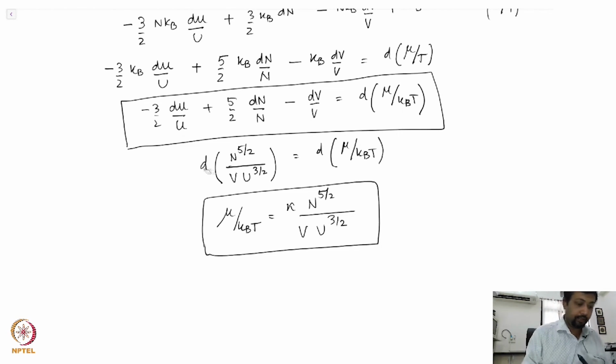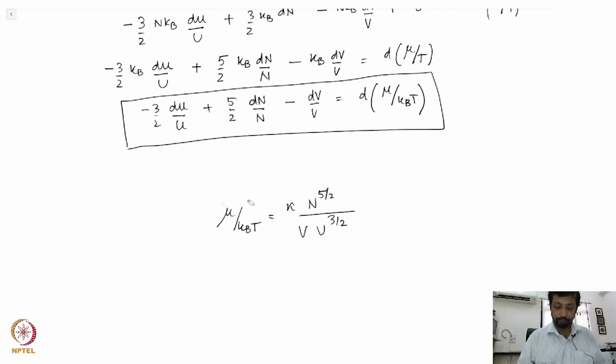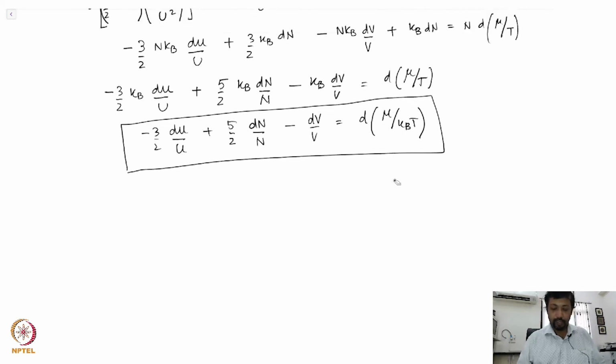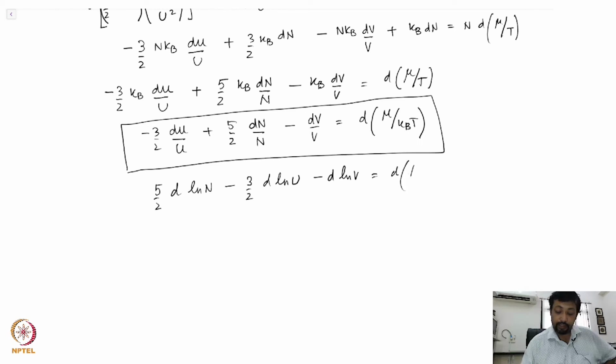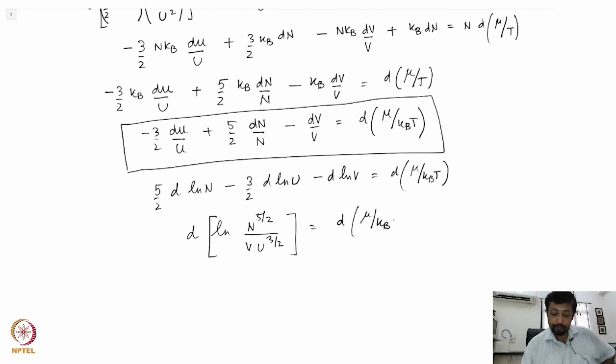Sorry, there is no... So look at this equation now. Then the left hand side is 5/2 d of ln n minus 3/2 d of ln u minus d of ln v is d of mu over kB T. So which means I can write this as d ln of n to the power 5/2 by v u to the power 3/2 is equal to d of mu over kB T.